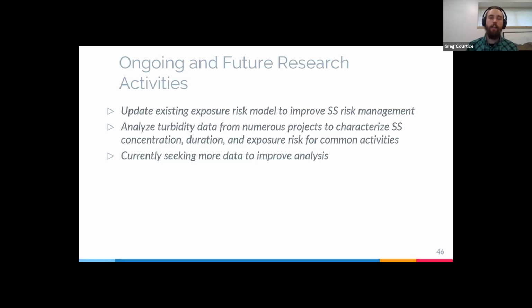And so for that analysis, if anyone does have any data that would be accessible to me for inclusion in that analysis, the more data I have, the better that analysis can be.